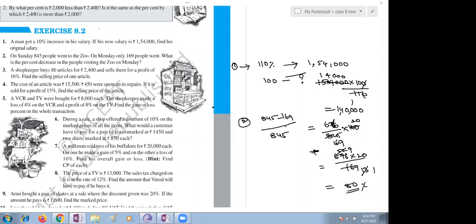The cost of an article was 15,500 rupees. 450 rupees were spent on repairs. Whatever the repairs, whatever the extra charges, we are adding. We have to add the repairs to find the total CP. That means how much? 15,950 is the cost price, and it is sold at a profit of 15%.